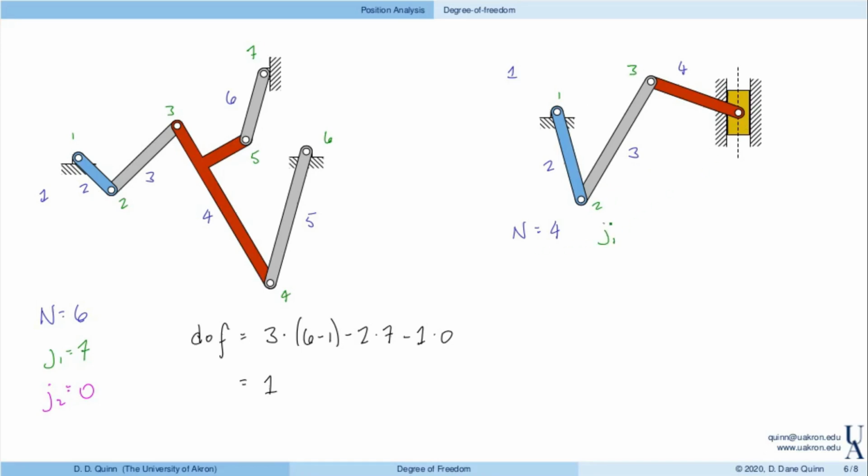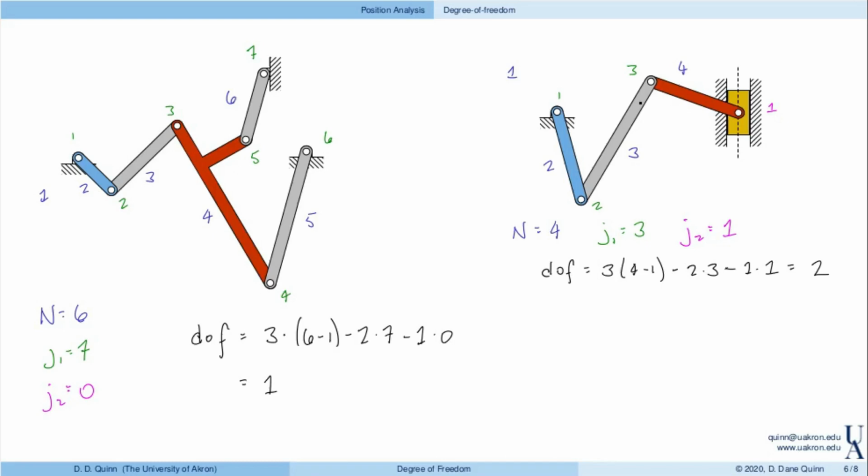So J1 is equal to 3. And the number of 2 degree of freedom joints is just 1. So J2 is equal to 1. So calculating the degree of freedom, we have 3 times 4 minus 1 minus 2 times the number of 1 degree of freedom joints minus 1 times the number of 2 degree of freedom joints, and that becomes 2. Right, so this is actually a 2 degree of freedom mechanism.